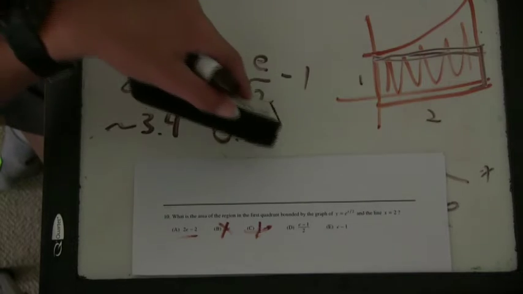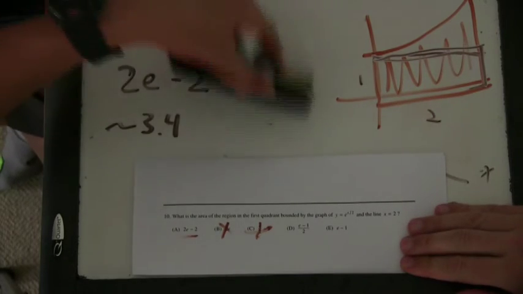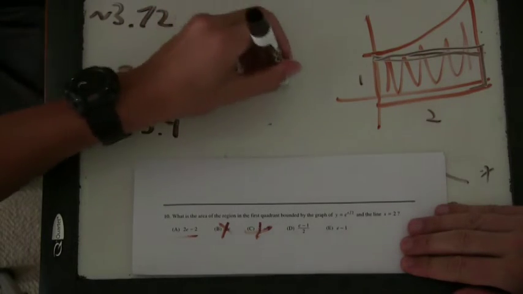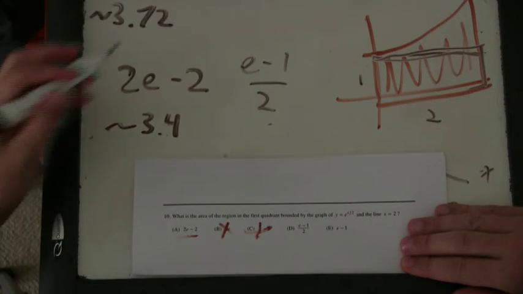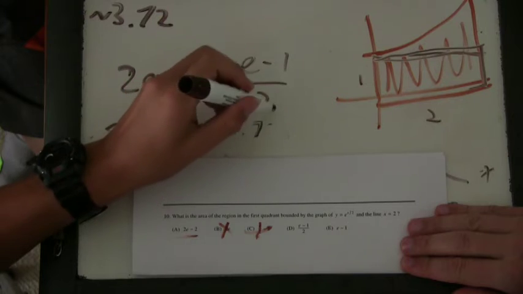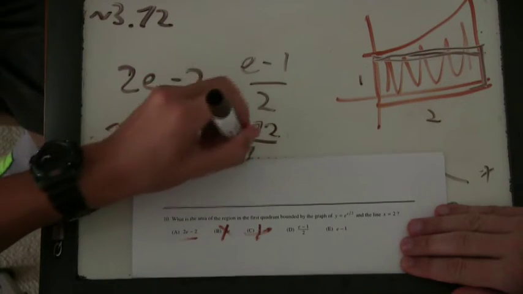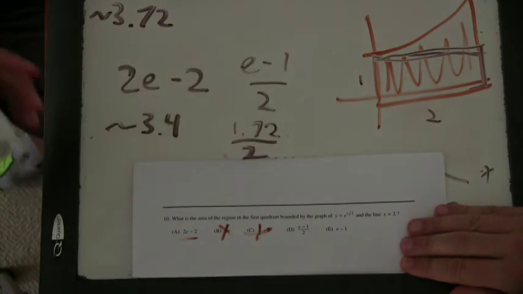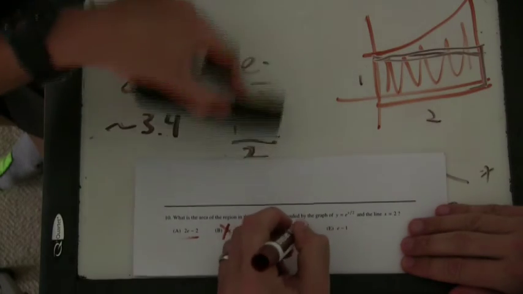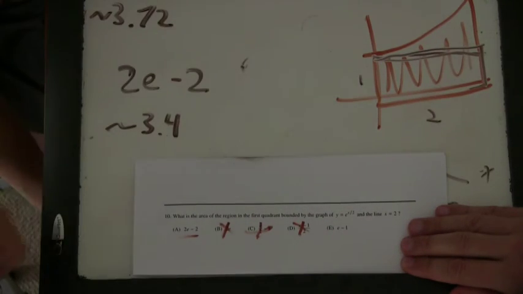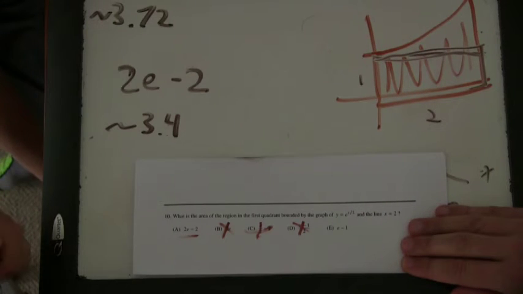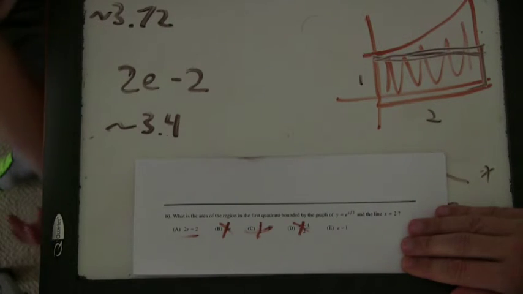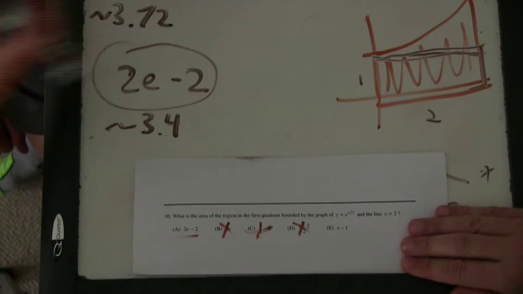E minus 1 over 2 also looks like it's going to be too small. It's about 1.72 over 2, and it's already less than 2, so we can eliminate that. E minus 1 is also too small, it's 1.71. So it looks like our only choice that even makes sense here is 2e minus 2.